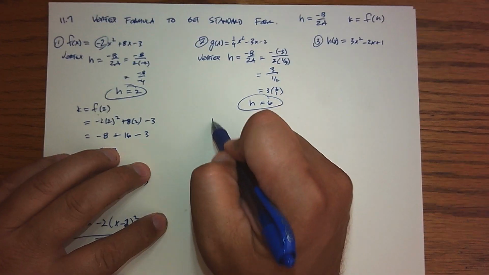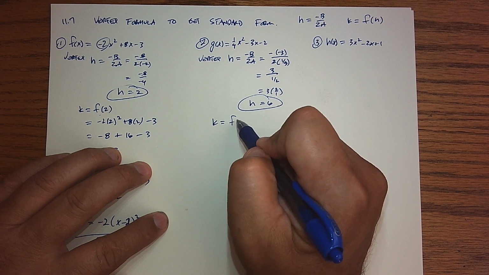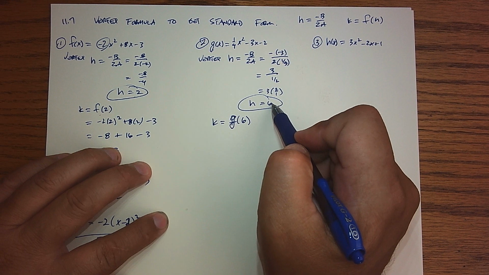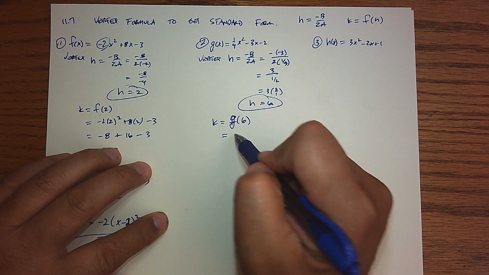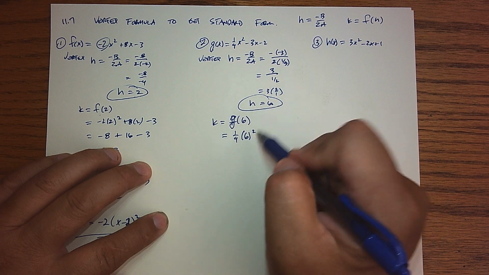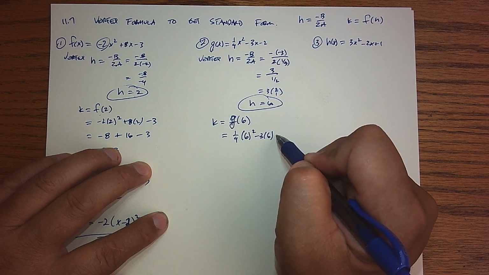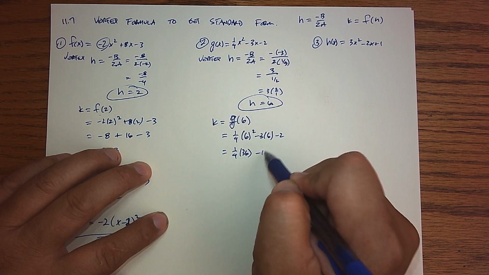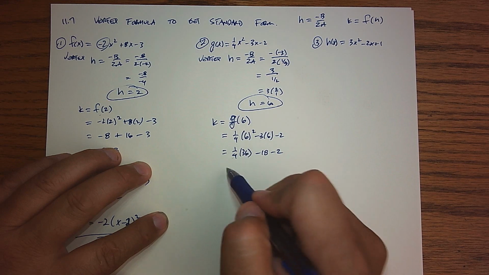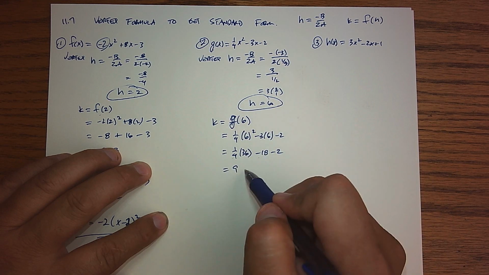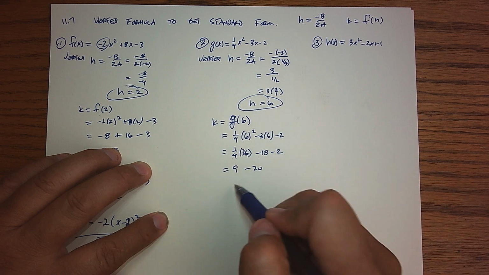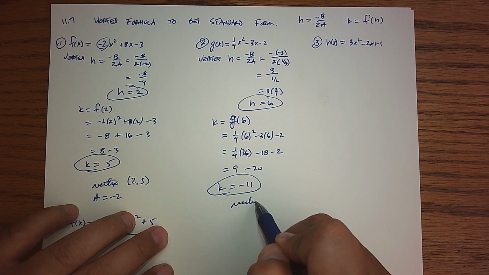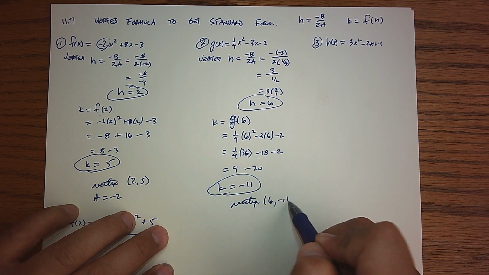How do I find the y-coordinate k? Well, I choose to take my function, it's g now, and put the input into it, the x-coordinate. So we get 1/4 times 6 squared, minus 3 times 6, minus 2. And this will be 1/4 times 36, that's 9, minus 18, minus 2. Minus 18 minus 2 is 20. And then 9 take away 20 gives us negative 11. So there's your k coordinate. So my vertex is sitting at 6, negative 11.